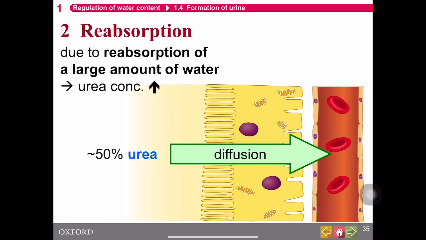Why? Because the concentration of urea in the glomerular filtrate will become higher than that in the blood. So natural diffusion, passive diffusion will occur. Here you need to remember one thing. Because the amount of water reabsorbed is more than that of the urea being reabsorbed, along the kidney tubule, the concentration of urea will be higher and higher.